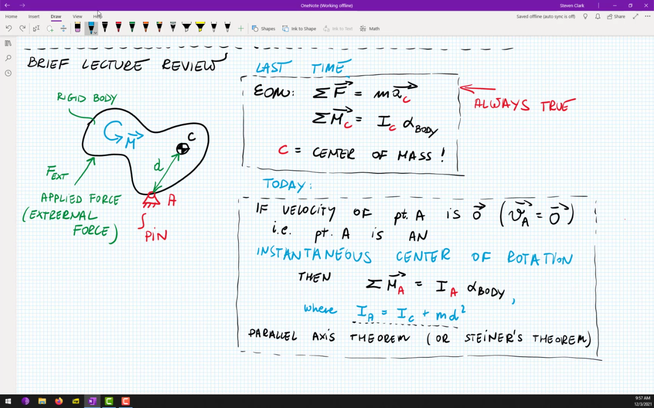These forces can cause a net force and a net moment acting on our body, yes? And this is always true to express the motion of our body in this way. Net force will result in m times aC, where C is the center of mass, and you can always sum moments about point C and equal them to IC times alpha body. This is what was happening last time, yes? However, today we will be talking about a very specific variation of this equation.